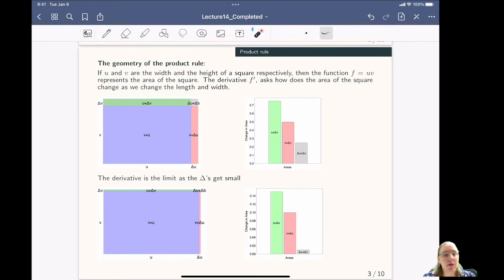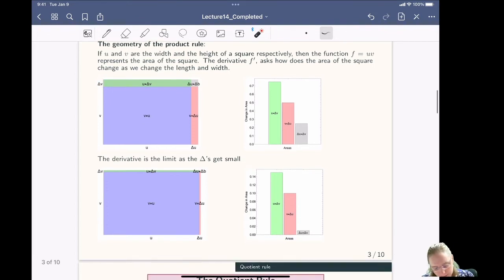All right. Now note that the derivative is how this area changes with a very, very tiny change in u and a very, very tiny change in v. So we want to ask, how does the area change as this distance here gets really tiny and this distance here gets really tiny? So let's draw another example of this area where that delta u and that delta v are a lot smaller.